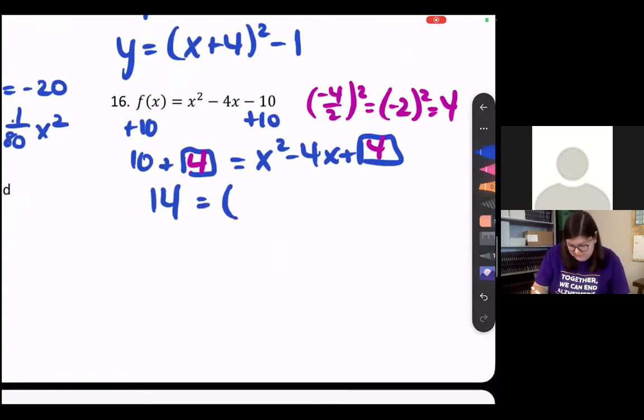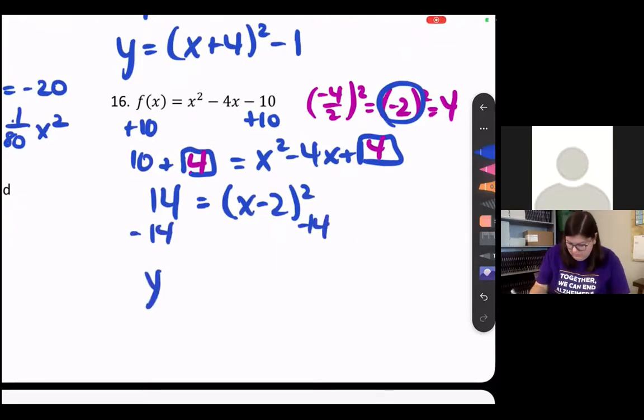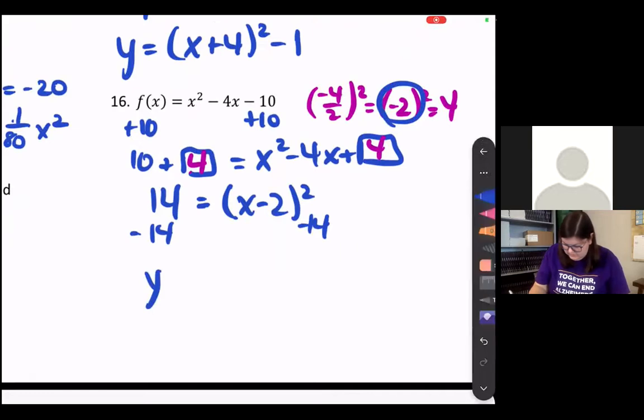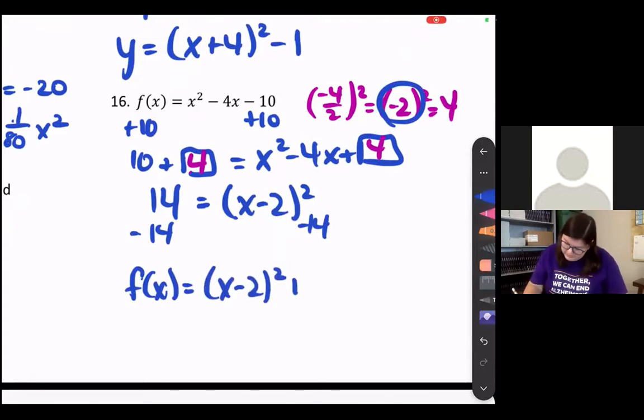On the right, we are going to put in our parentheses. What goes in the parentheses? The thing that's in the parentheses. So it's just x minus 2 squared. Then from here, just move this back over to the right-hand side. So we get y, or in this case, they used f of x. So we're going to do f of x equals x minus 2 squared minus 14.